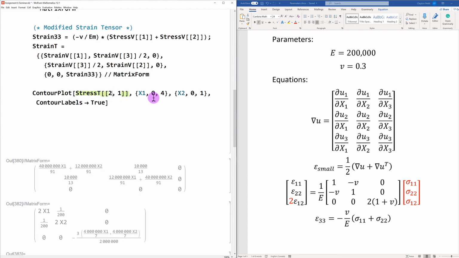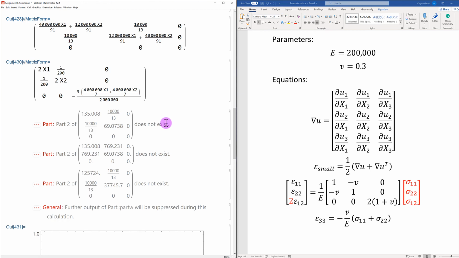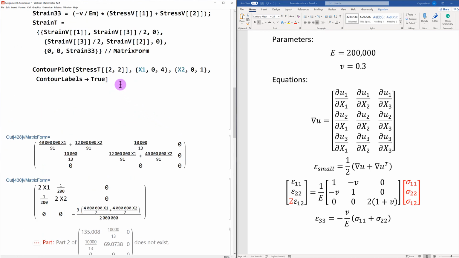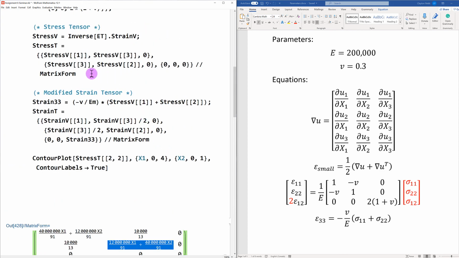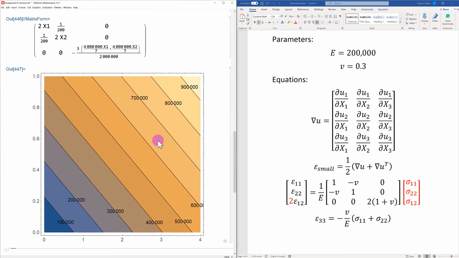If I wanted 2,2, let's just swap in 2,2 there. When I run 2,2, it says it does not exist. A lot of people will start messaging me, freaking out, saying, wait a second, Clayton, I have my stress tensor, and there is a 2,2, it's right here, but it says it doesn't exist. That's because you used matrix form on it, and if we use matrix form, it basically transforms it into a single variable. If I delete that matrix form right there, suppress it, and run it again, I'm good to go.